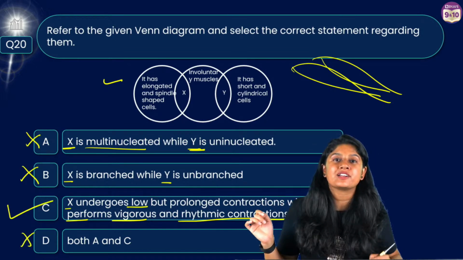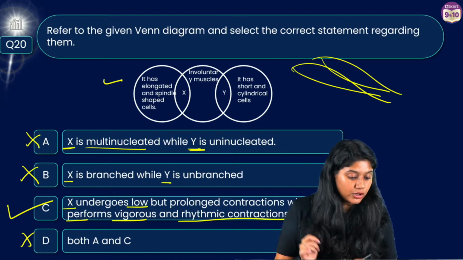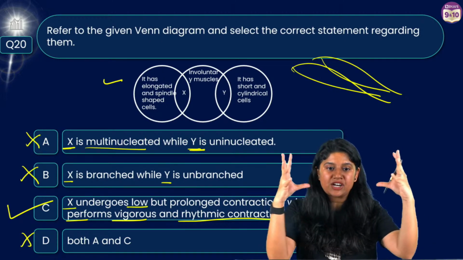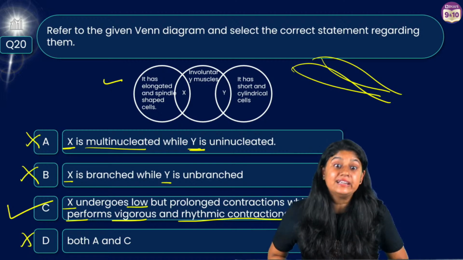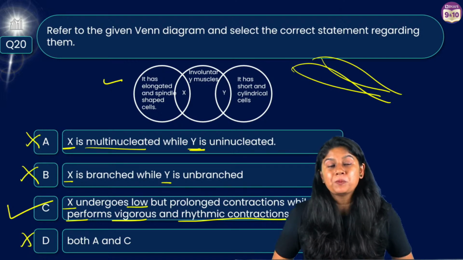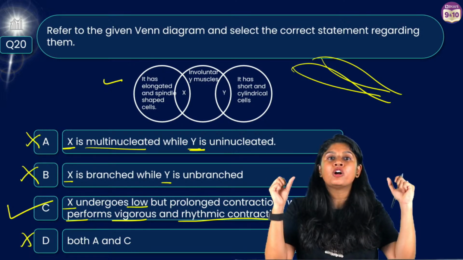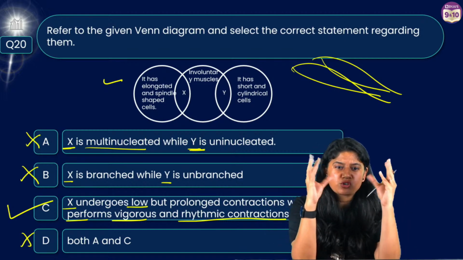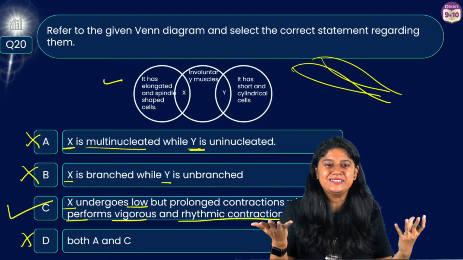The correct option over here is option number C, that X undergoes slow and prolonged contraction. So we have smooth muscles in our stomach and internal organs. So they have prolonged contraction, whereas Y works 24/7, that is the heart muscle.